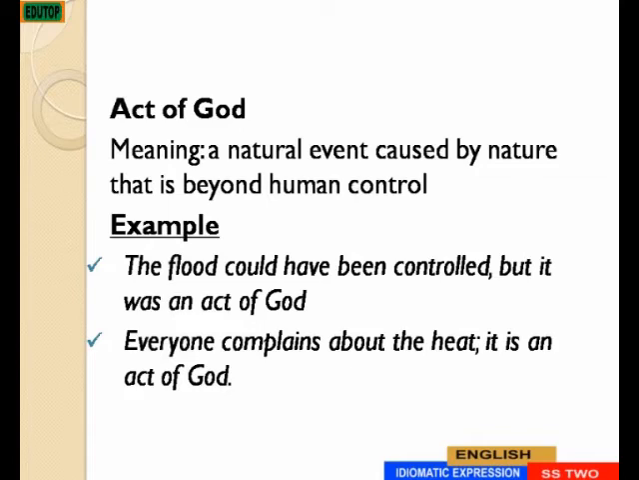Everyone complains about the heat. It is an act of God. That is, the heat could not be controlled, or the heat was beyond human comprehension. It was caused by nature.